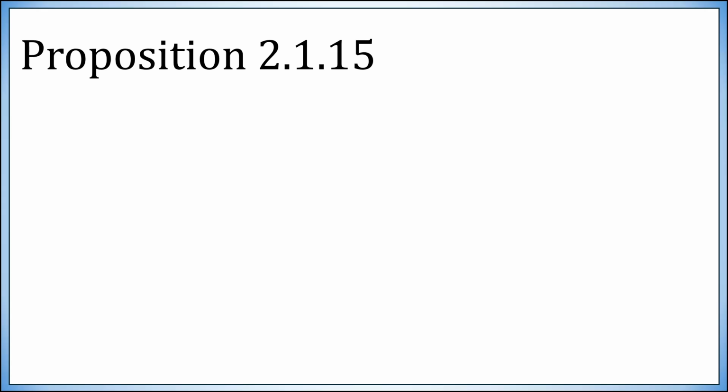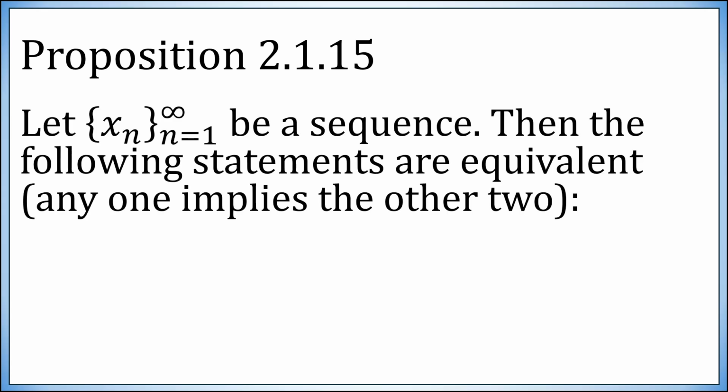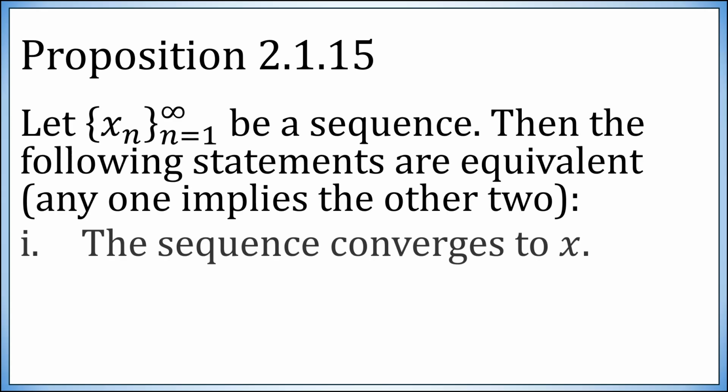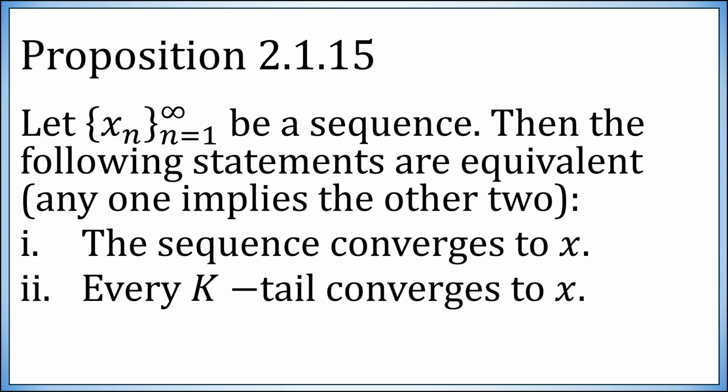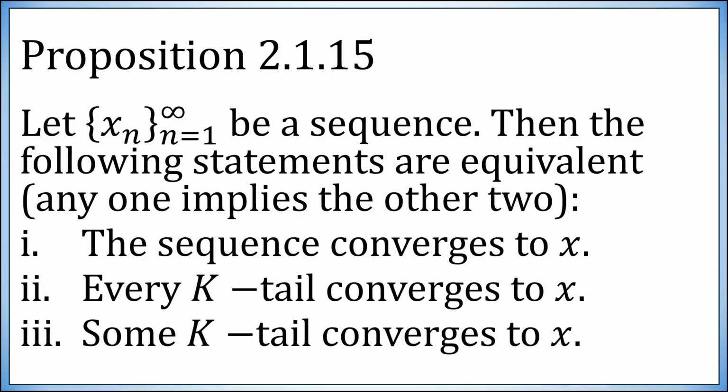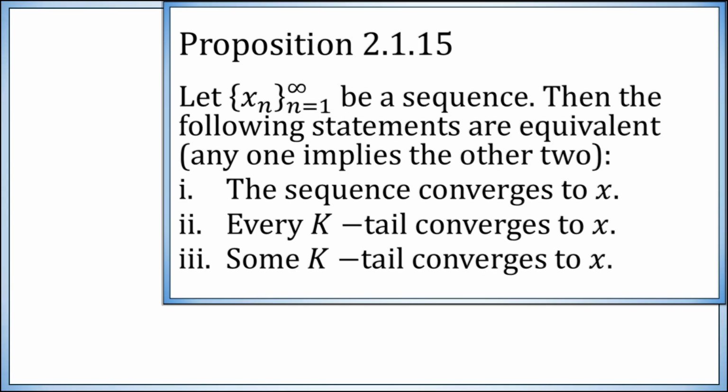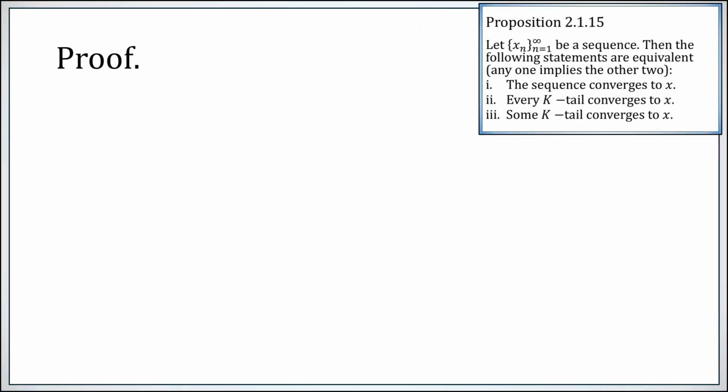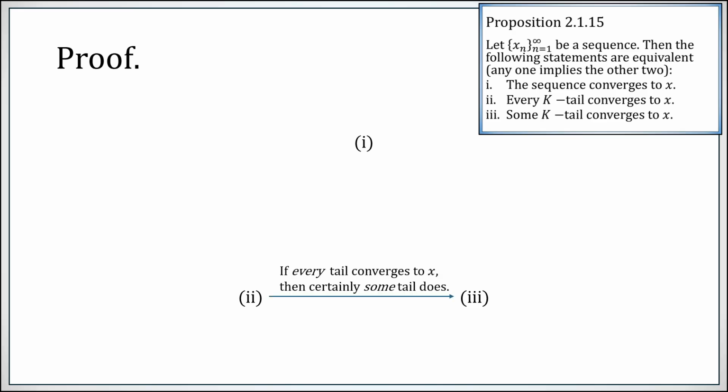Here it is, proposition 2.1.15. Suppose you have a sequence. The following statements are all equivalent. The sequence converges to x, every k-tail converges to x, some k-tail converges to x. So we want to prove these statements are equivalent, so any one of them can imply the others. So we have 3 things here, 1, 2, and 3. First of all, if every tail converges to x, then definitely at least one of them does. So 2 implies 3, very straightforward.